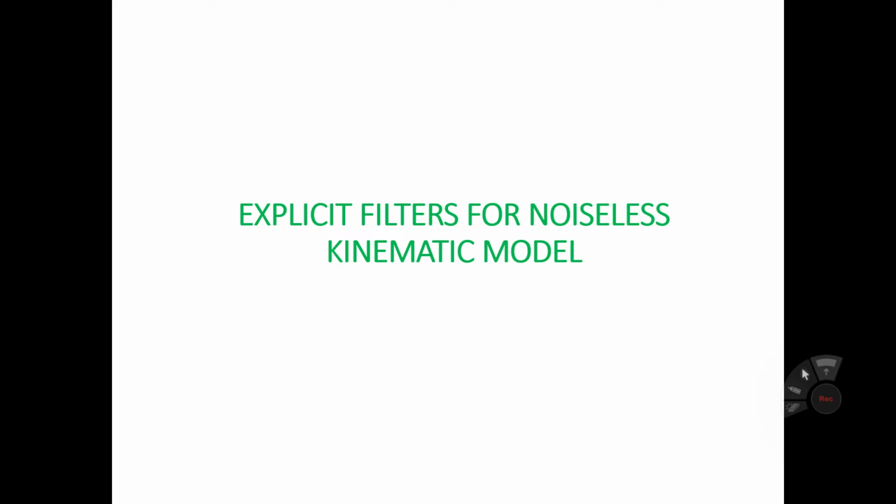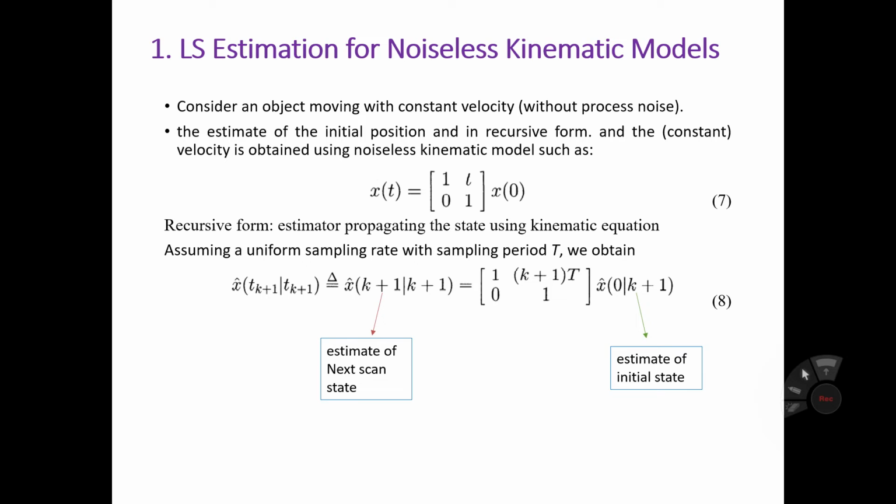Now we first use the filters for the noiseless kinematic model, for example, least square estimation for a noiseless kinematic model. Consider an object moving with a constant velocity without process noise. Noiseless means we are not adding the process noise. So the estimate of the initial position and the constant velocity is obtained using the noiseless kinematic model.